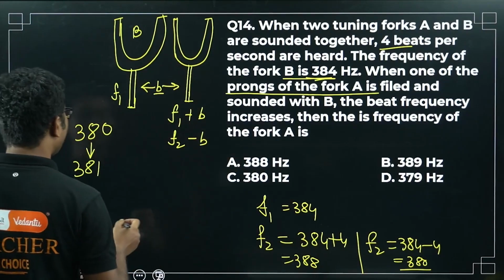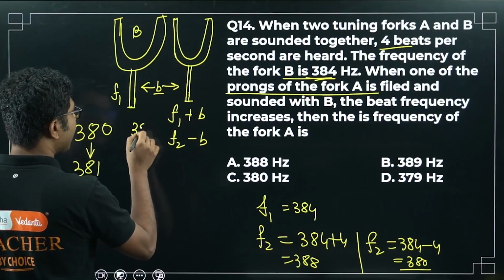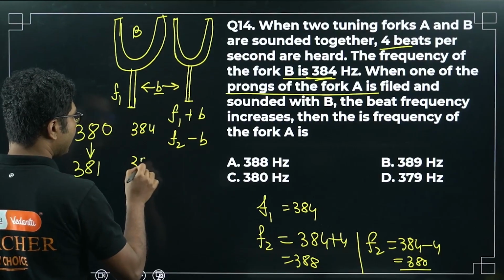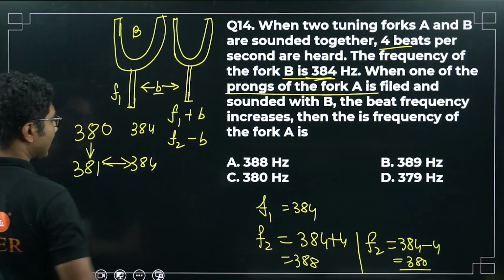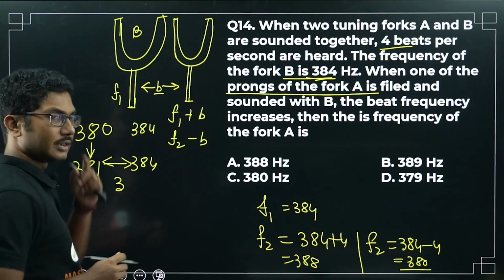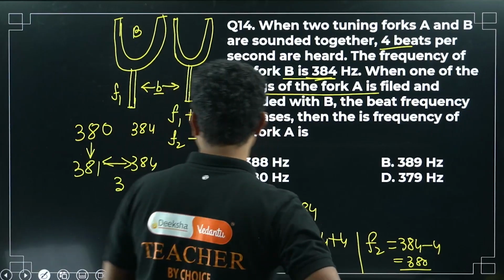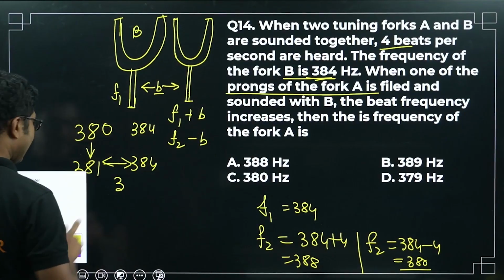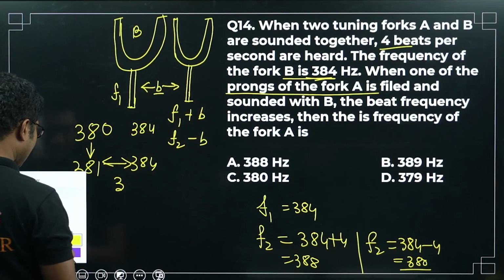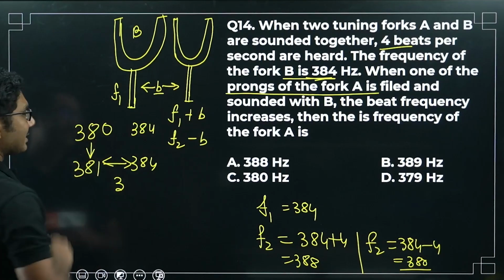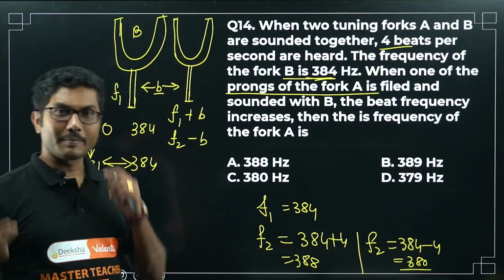Now what will be the beat frequency? This is already known, 384. This will again remain 384. Now what is happening to the beat frequency? Beat frequency is decreasing, right? So beat frequency is decreasing, so this is not possible, right? Here they have said the beat frequency is actually increasing. So if it was 380, then definitely it is not matching our criteria.